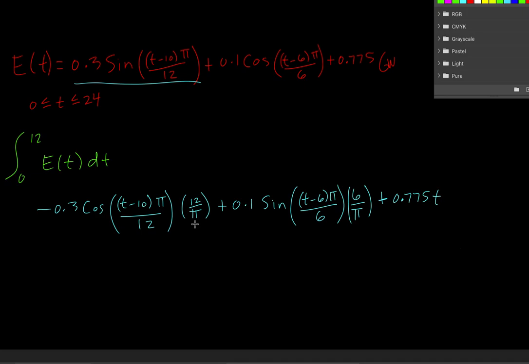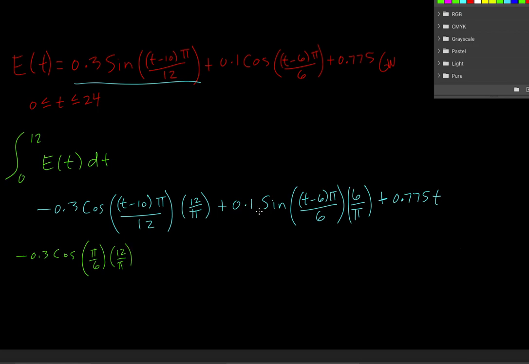I'm going to simplify this just a little bit. So I get negative 0.3 cosine. And if I plug in a 12, 12 minus, I'm going to do some of the simplification on the fly because I just don't want to write a ton of stuff. So 12 minus that, so that's going to give me just a 2, and then the 2 over 12 will turn the bottom into a 6. So this ends up just being pi over 6. And then on the outside, I still have 12 over pi.